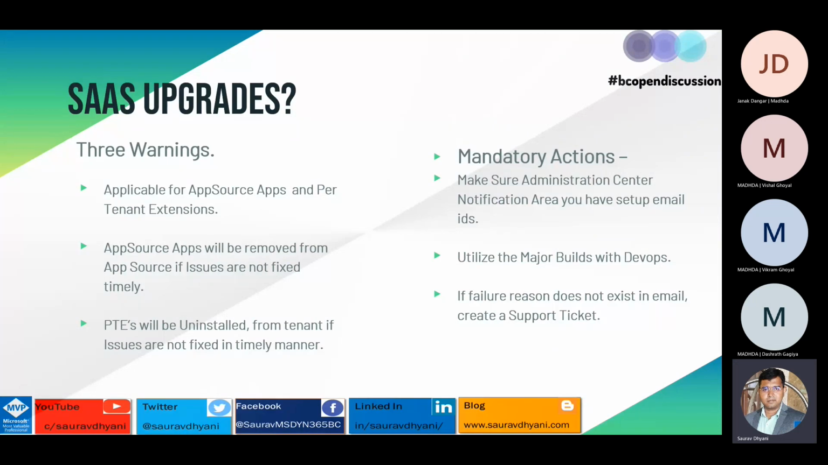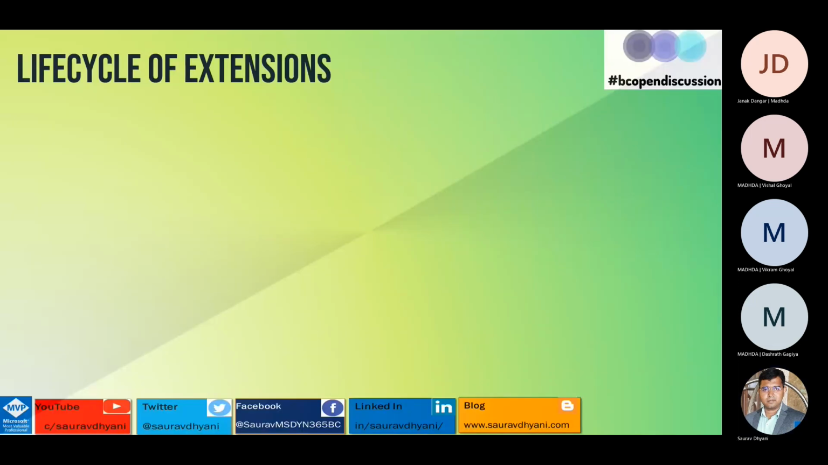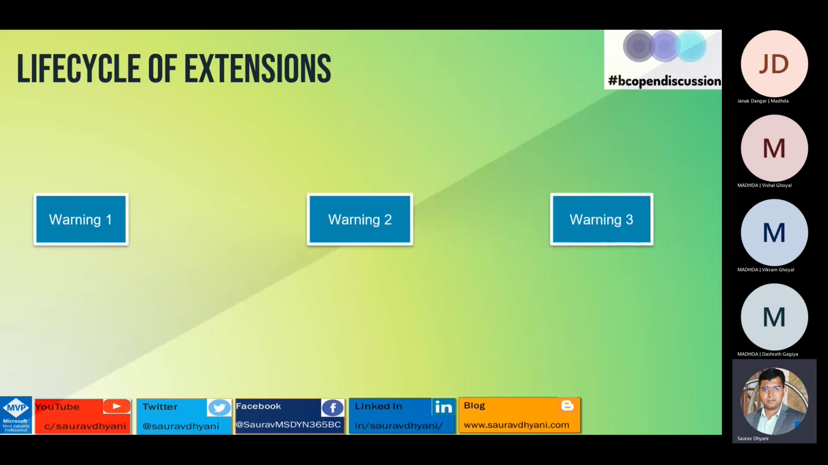Okay, now let's understand the life cycle of an extension during a SaaS major upgrade. So what happens? I talked about that there are three major warnings that we get, which is warning 1, warning 2, and warning 3. And what happens in these three warnings and how these warnings are segregated from each other is super important to know.